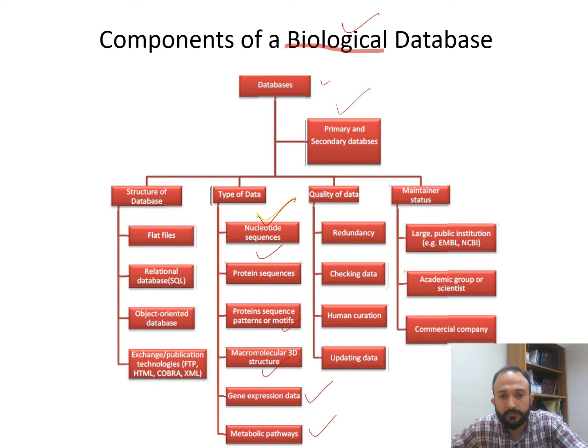And then from this primary and secondary database, there are protein databases, and again for protein databases there can be primary protein databases, like amino acid sequences, that will be a protein database. Then if we want to look for the motifs or structural parts of that protein, that can be the secondary database.